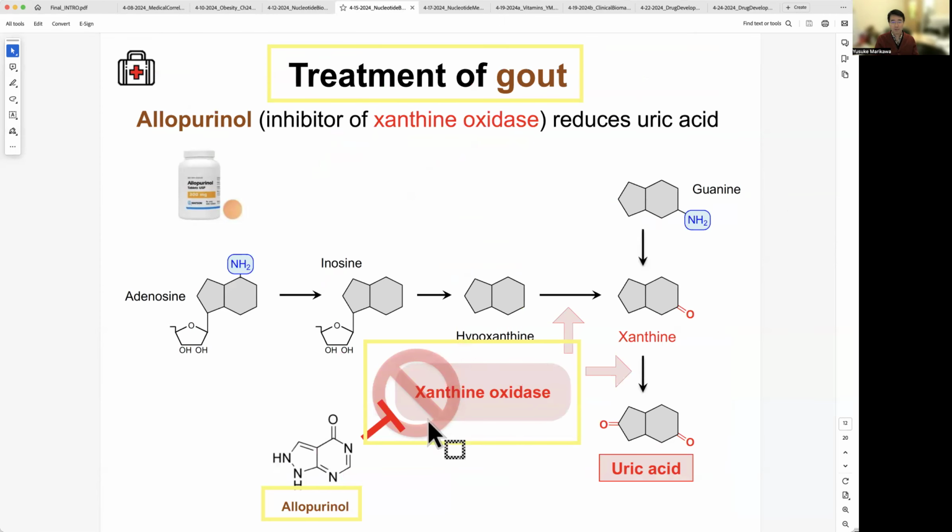The reason I emphasize xanthine oxidase is that it's the target of a common medication for gout, allopurinol. That's a commonly used medication to treat gout, inhibiting xanthine oxidase, the final step of uric acid synthesis.